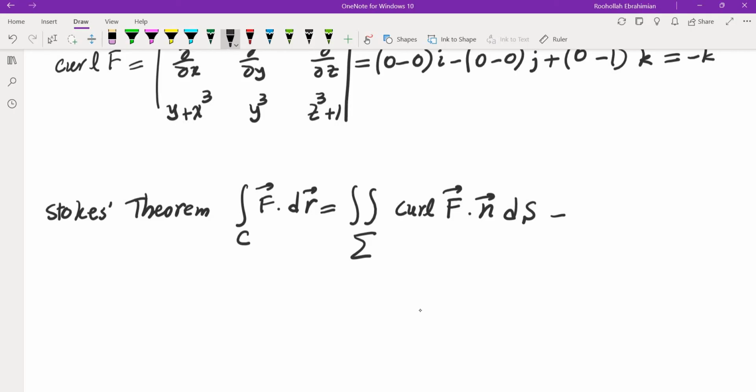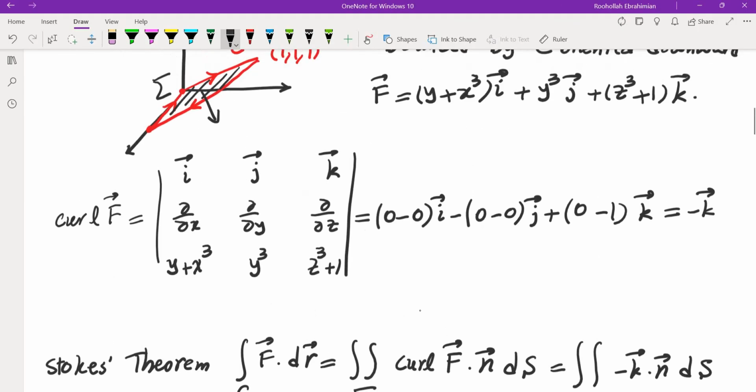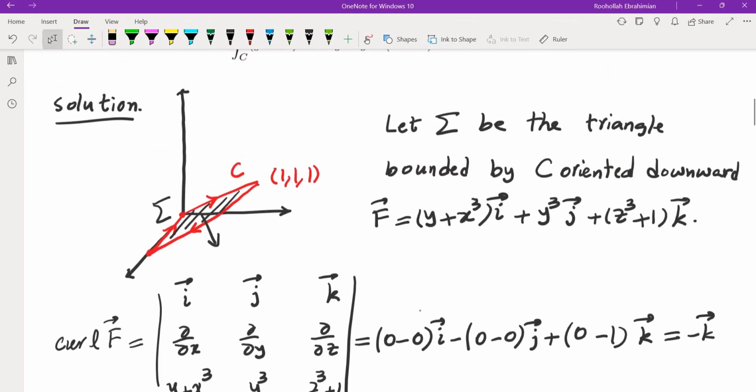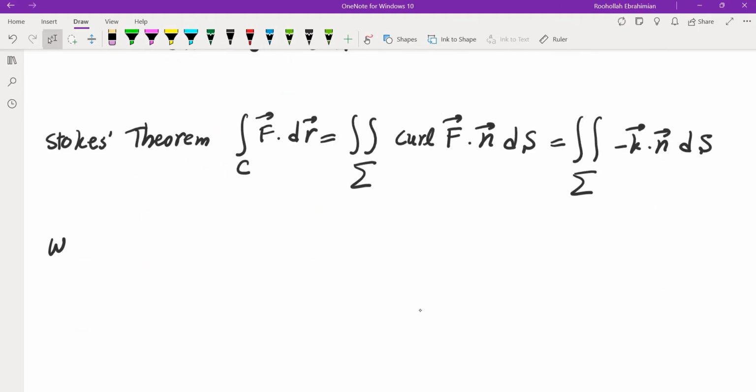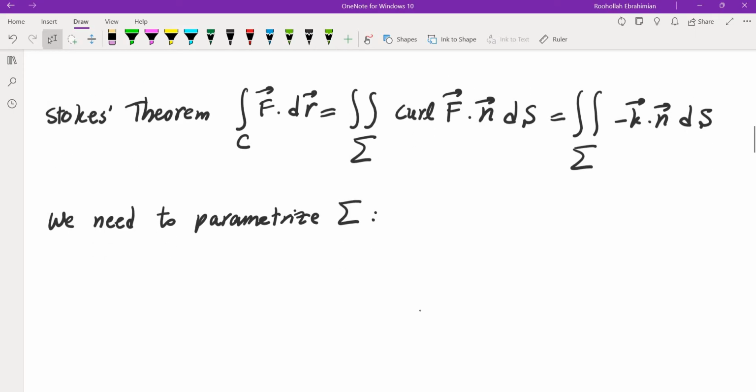Okay, so this would be the double integral, the surface integral of negative k dot n dS. To evaluate this surface integral, we need to have a parameterization for our surface. So we need to parameterize the plane. How do we parameterize sigma? Sigma is a plane. So we'll have to find two vectors inside that plane, and we have to find the normal vector to the plane.